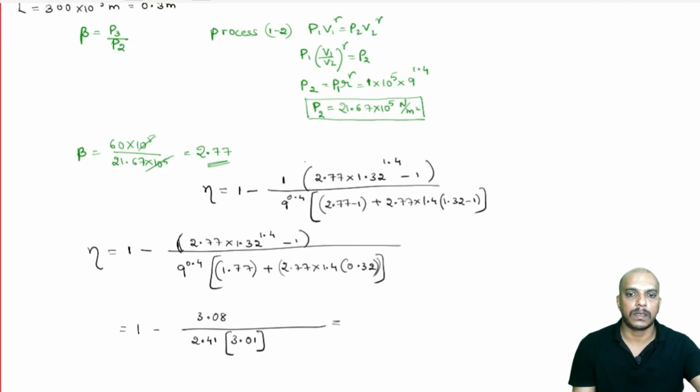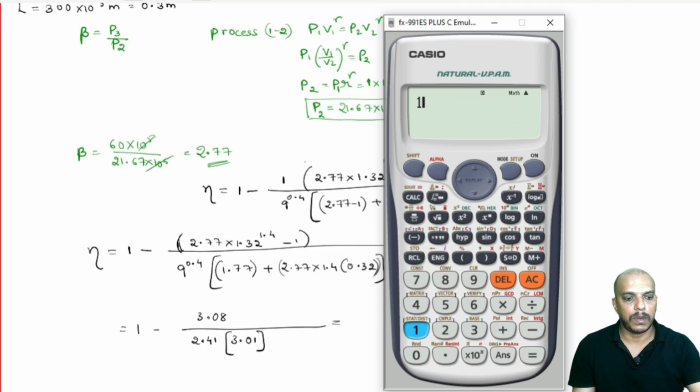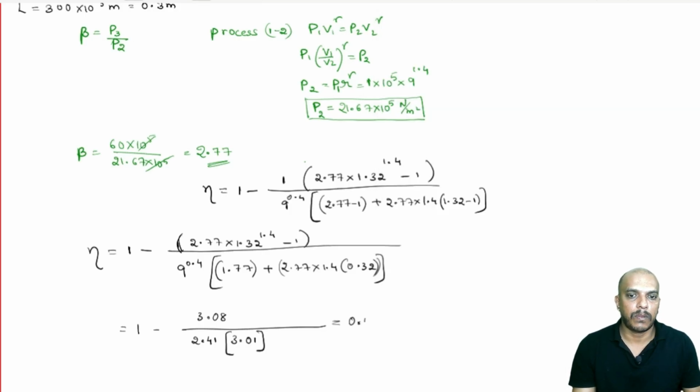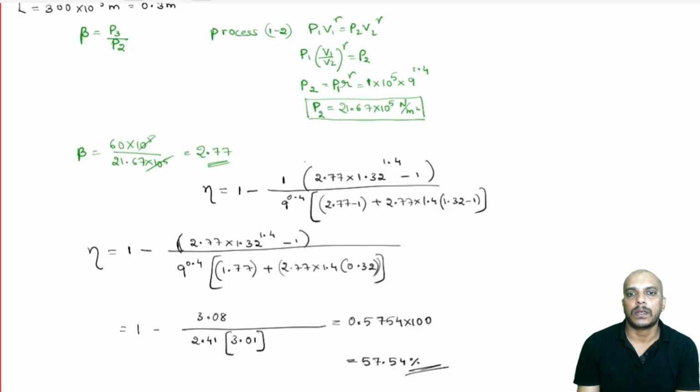Now I think we can solve this directly. We'll get 1 minus 3.08 divided by 2.41 into 3.01, which is 0.5754. We'll have to multiply it by 100 to keep it in percentage, so 57.54 percent. So for the given compression ratio, cutoff ratio and explosion ratio, if the cycle is operating as a dual cycle, we get the efficiency as 57.54 percent.